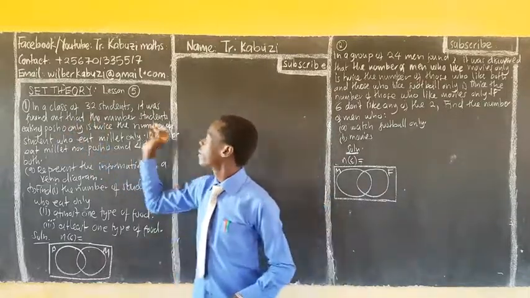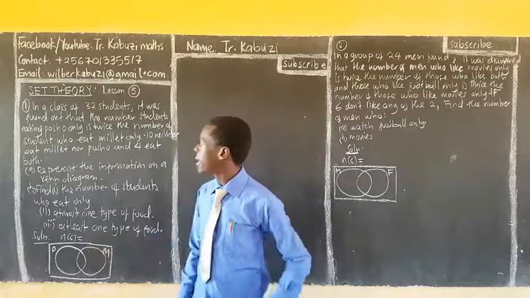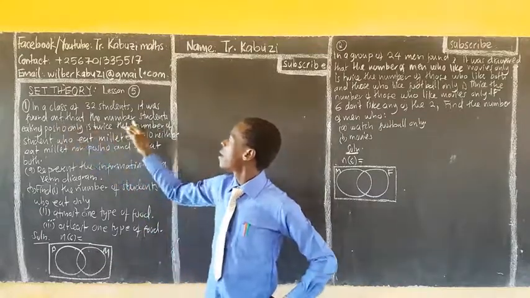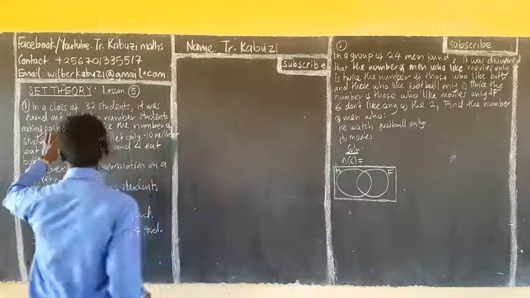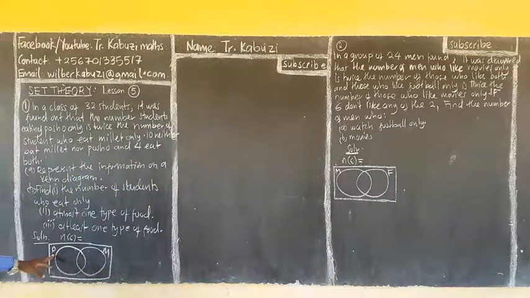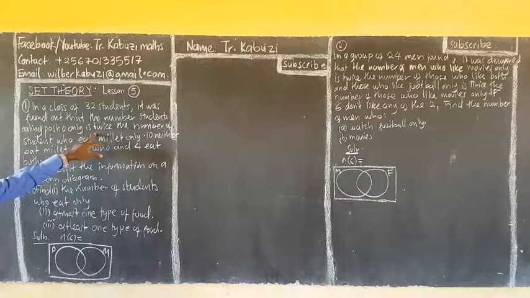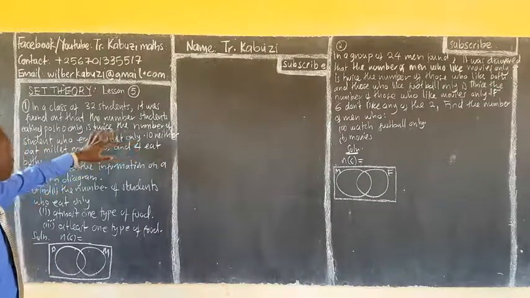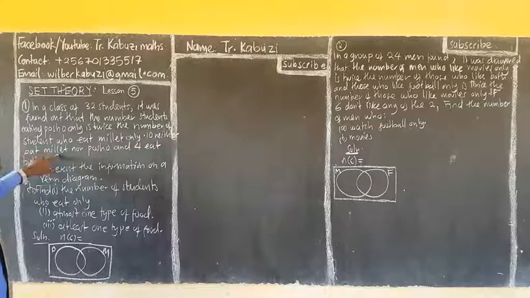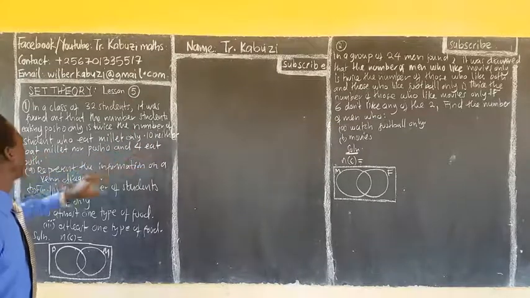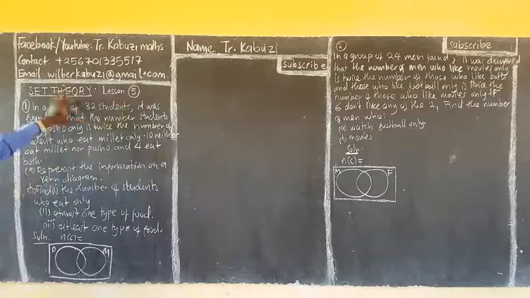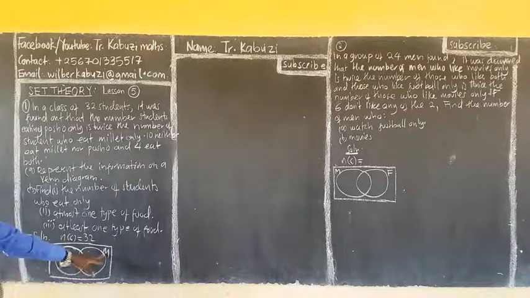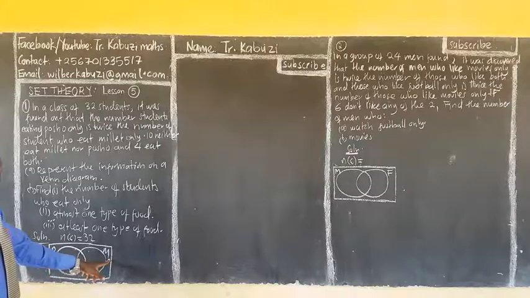So, in a class of 30 students, it was found out that the number of students eating the portion is twice the number of students who eat millet only. 10 eat neither millet nor portion, and 4 eat both. So meaning that in our class we have 32 students. We have those who eat portion and millet only.